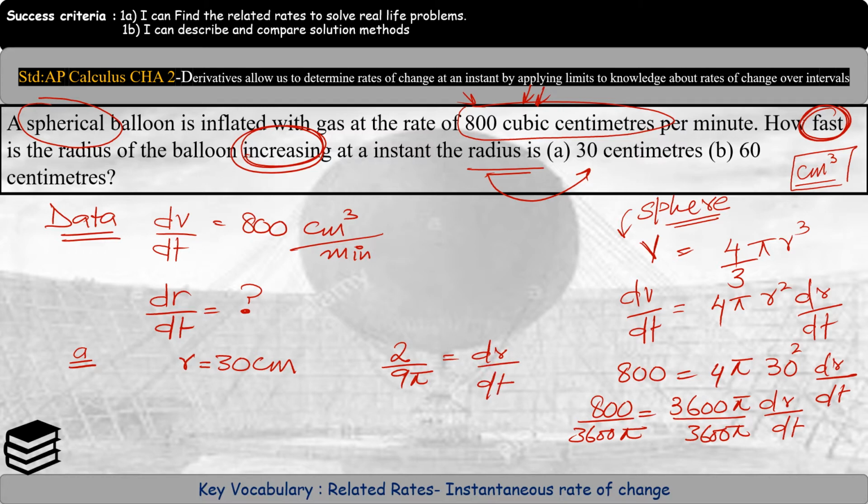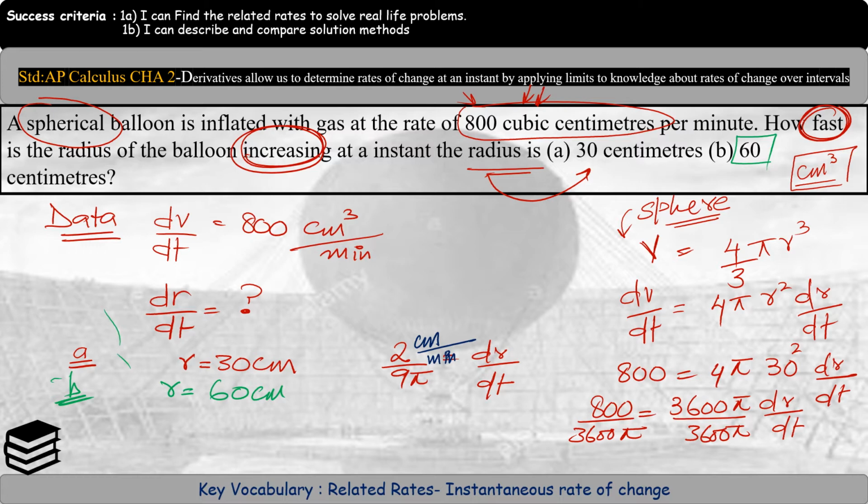Now, for the units, the unit of the radius will be centimeter, and the unit of the time, according to the question, will be minute. So 2 by 9 pi is given to you. Now in the second part, they say solve the same thing by taking r as 60. So in the B part, you have to take r equals 60 centimeters and solve the question again.